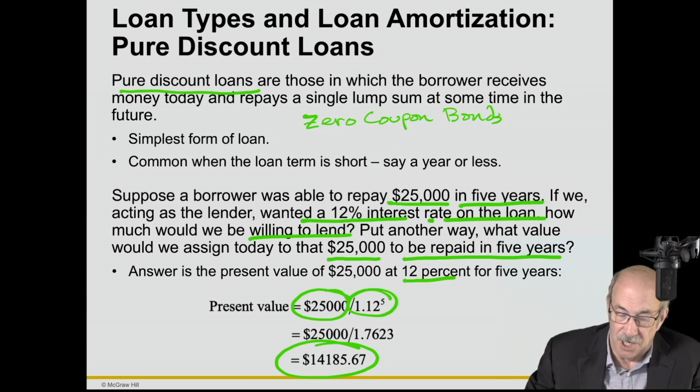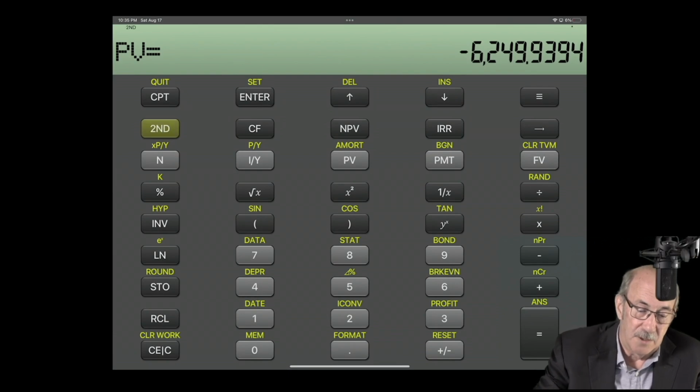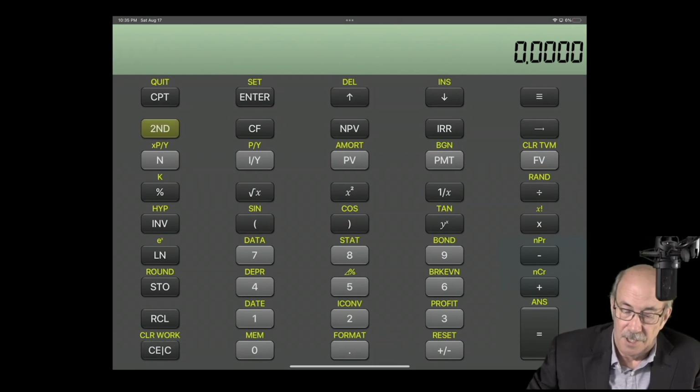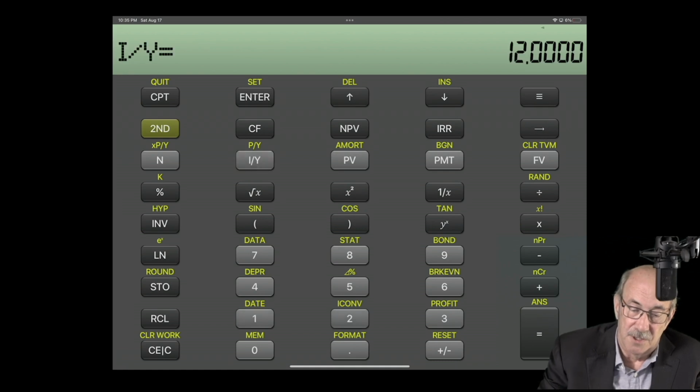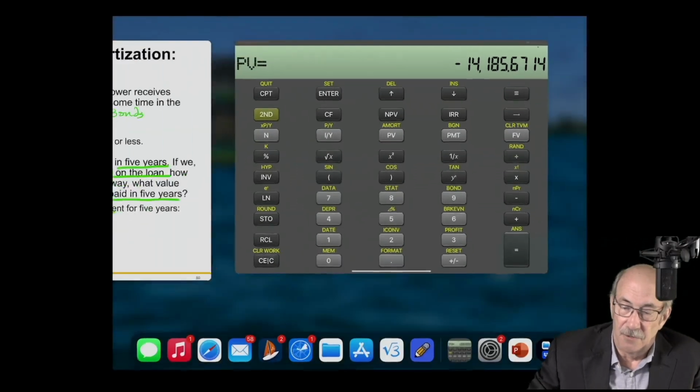If you wanted to check that out on a calculator, we can very easily do that. Clear our work. And so we have 25,000 as our future value, zero out the payment, and we've got 12%, and we have 5 years, and we compute our PV, 14,185.67. There we go.